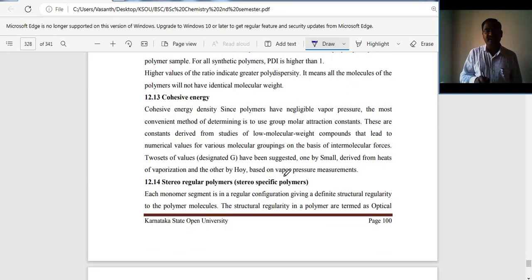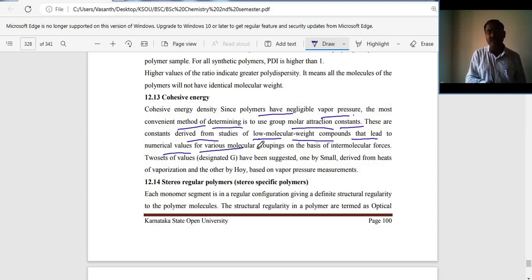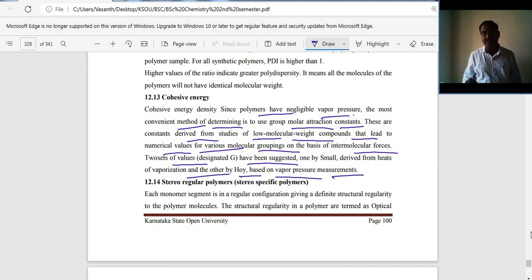Cohesive energy density. Since polymers have negligible vapor pressure, the most convenient method of determining it is to use group molar attraction constants. These are constants derived from studies of low molecular weight compounds that lead to numerical values for various molecular groupings on the basis of intermolecular forces. Two sets of values have been suggested, one by Small derived from heats of vaporization and the other by Hoy based on vapor pressure measurements.